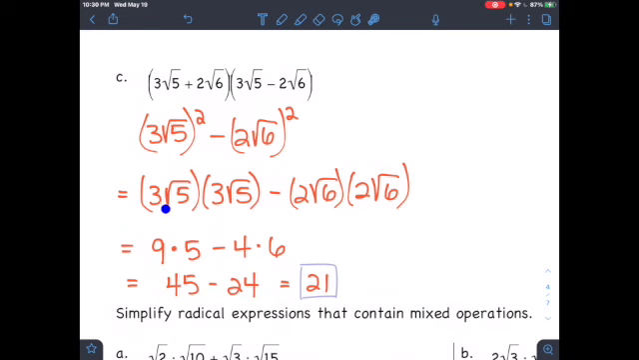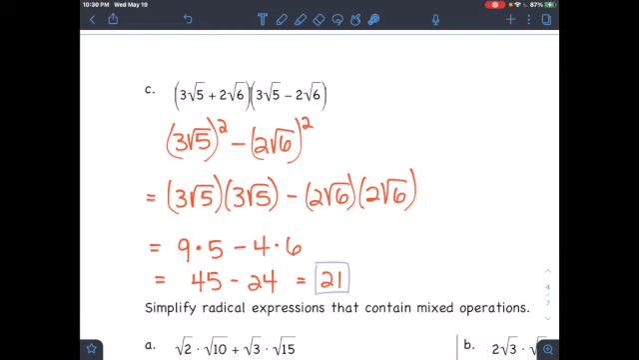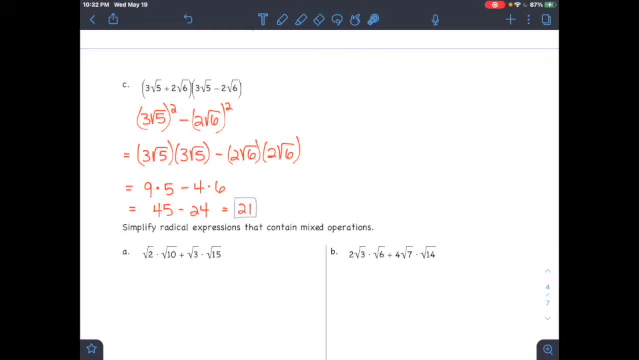And I wrote them 3 root 5, 3 root 5. That's going to be 3 times 3, 9. Root 5, 5. 2 times 2, 4. Root 6 gives you 6. 45 minus 24, 21. That would be your answer. And that's letter C. As time goes on, the problems are going to get harder.